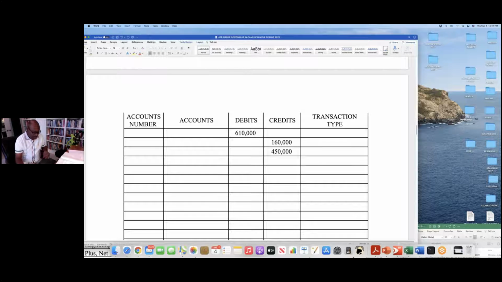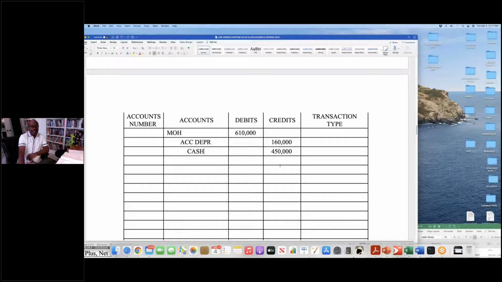Manufacturing overhead. We're going to debit MOH. And what are we going to credit? Accumulated depreciation and cash. Accumulated depreciation. So when we have that depreciation, we always put that in accumulated depreciation. Then we put the rest in cash. So what's your question, Kayla?